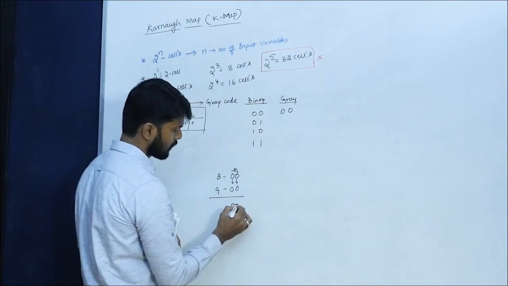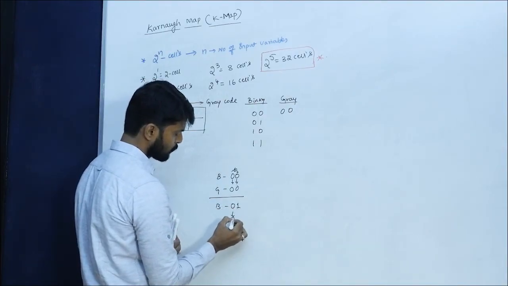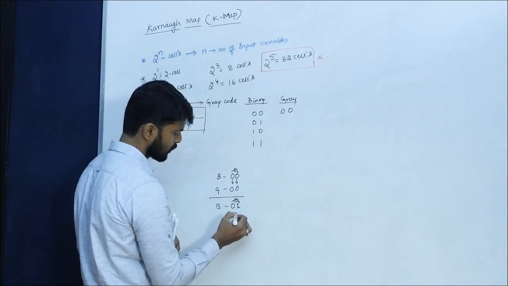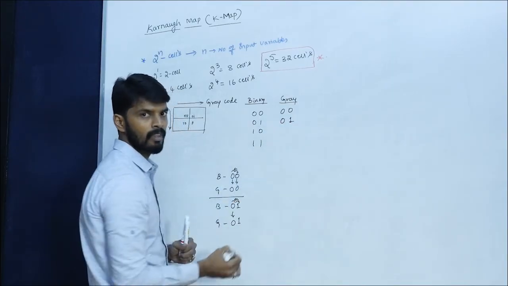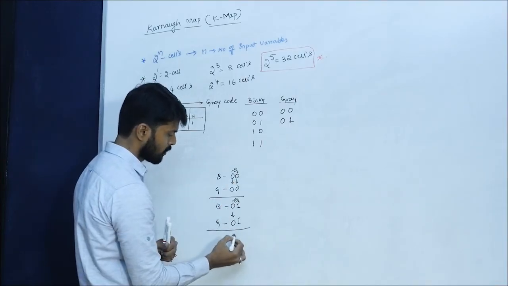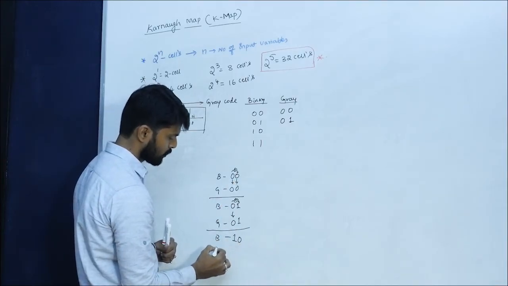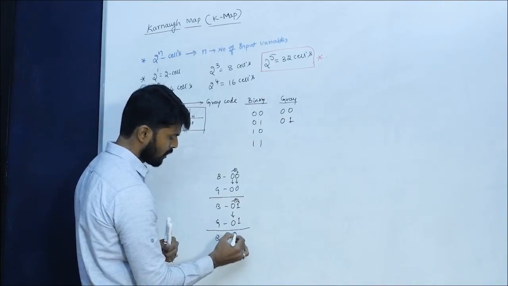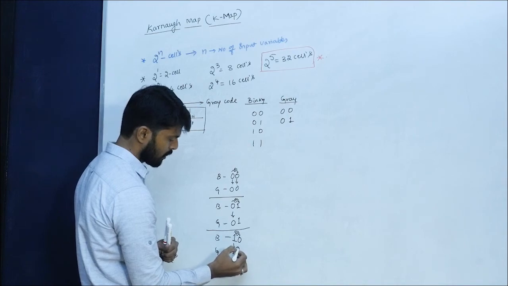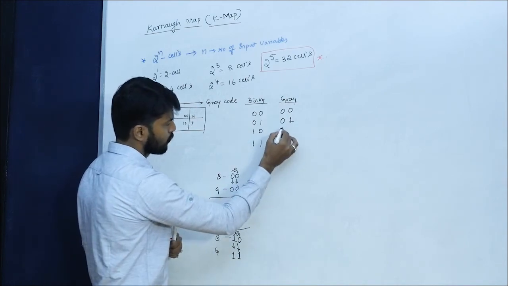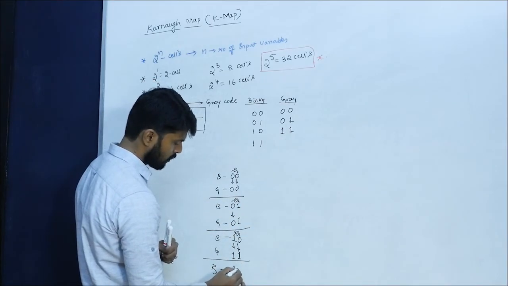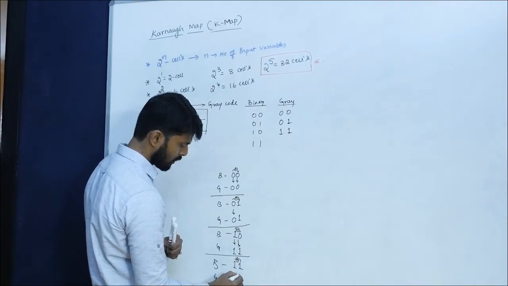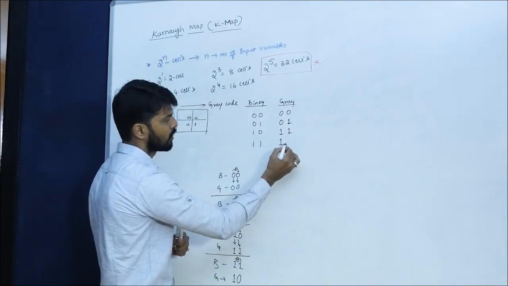Similarly, for the second combination, binary 0 1. Again, the first position I retain as it is, then XOR with the next position: 0 XOR 1 gives 1. So the gray is 0 1. For the next combination, binary 1 0: the first position I take as it is, and 1 XOR 0 gives 1. So for 1 0, the equivalent gray is 1 1. For the last one, binary 1 1: the first position I take as it is, and 1 XOR 1 is 0. So for 1 1, I get the gray 1 0.